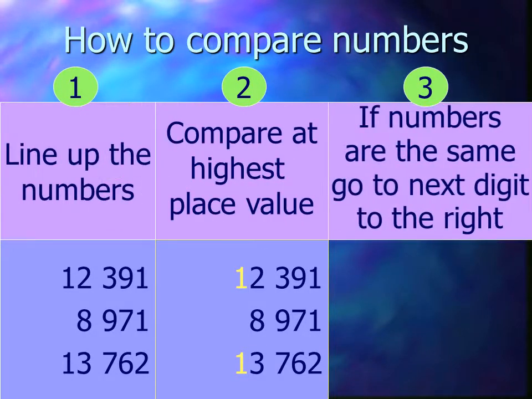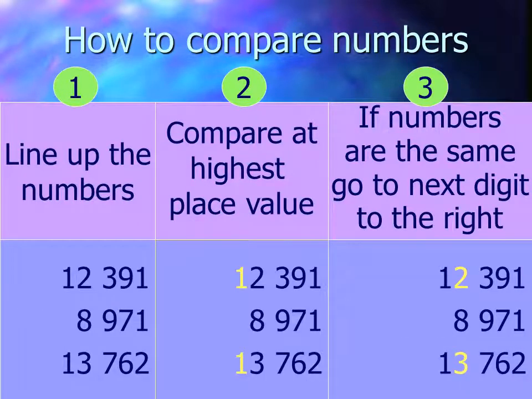Step 3. As was previously mentioned, if the digits are the same, go to the next digit to the right. In this case, we're going to be looking at the thousands place, which is the 2 and the 3. It is now clearly understood that the bottom number, 13,762, is the greatest of all three numbers.